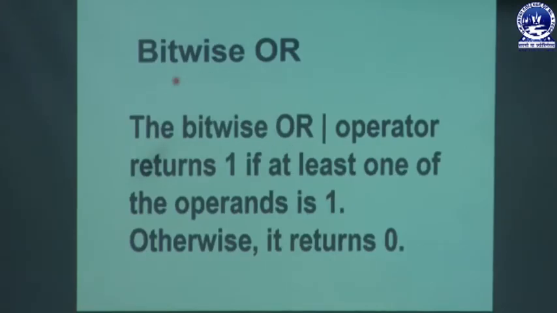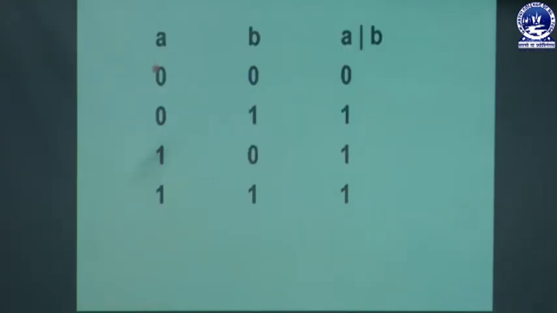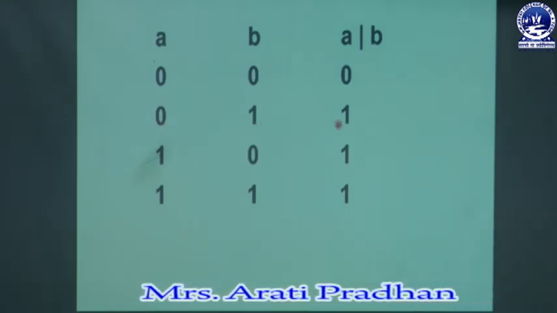Then the next operator, that is bitwise OR. The bitwise OR returns 1 if at least one of the operands is 1, otherwise it returns 0. Now, we will discuss this concept by using a truth table, so that it will be easy for understanding. Here I have used a and b, two values 0 and 0 and the OR operator. If the two values are 0, then the output will be 0. If one value is 0 and one value is 1 here, then the output will be 1.